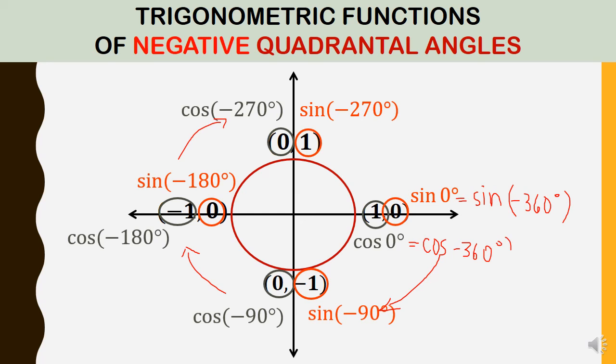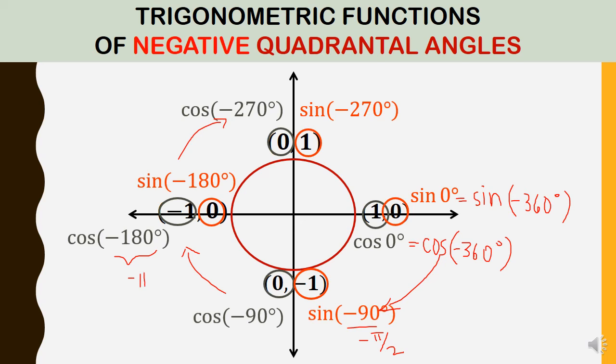Pwedeng cosine of negative 360 degrees, wag lang cosine minus 360 degrees. Okay, so ayun po. Pwede rin naman tayong in terms of pi radians, yung negative 90 degrees. This is what? Negative pi over 2. Take note, this is the angle negative pi over 2. Tapos the negative 180 is the negative pi.